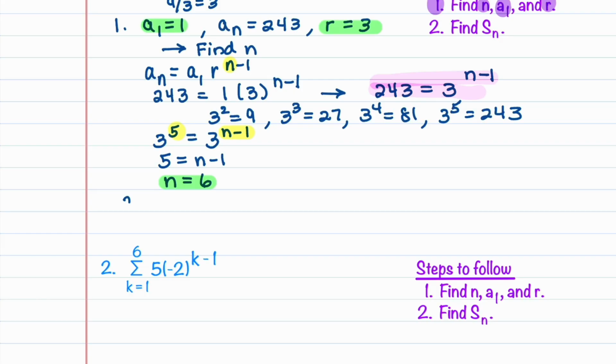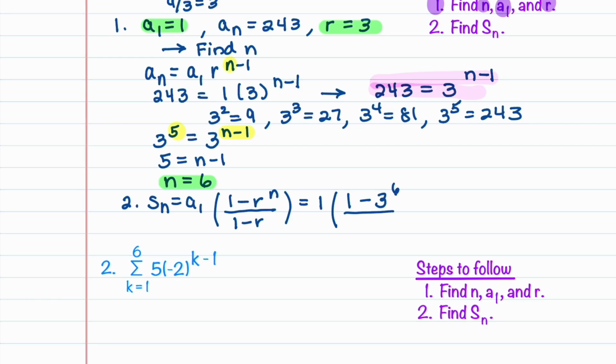Let's go ahead and write down our formula. S sub N is equal to A1 times 1 minus R to the N, all divided by 1 minus R. Now we're going to plug in. A1 is 1. And then we have 1 minus R, which is 3. So we have 3 raised to the N, which is 6, all divided by 1 minus R, which is 3.